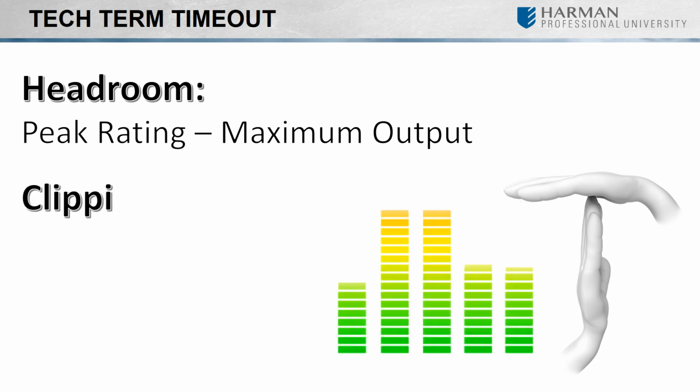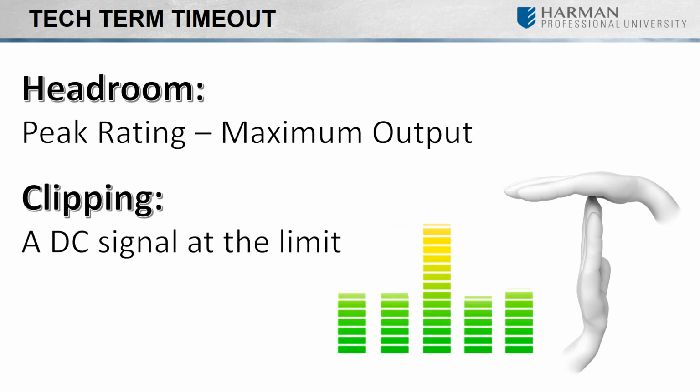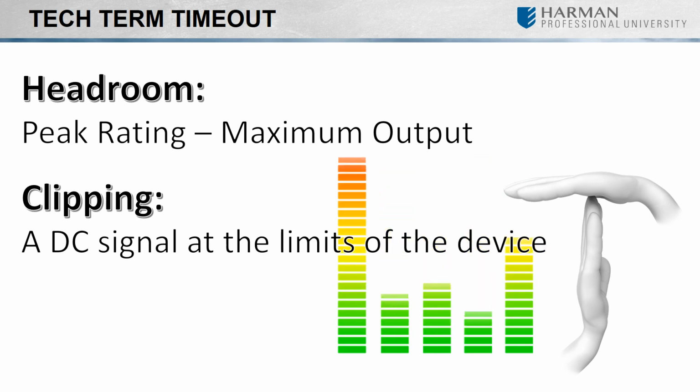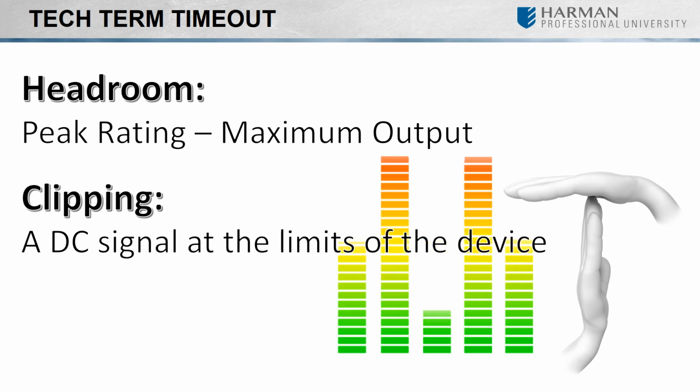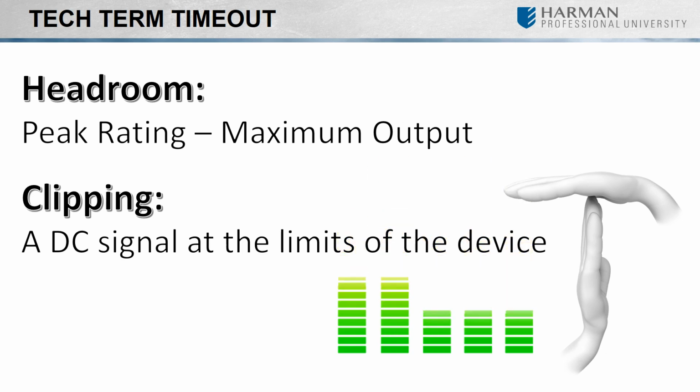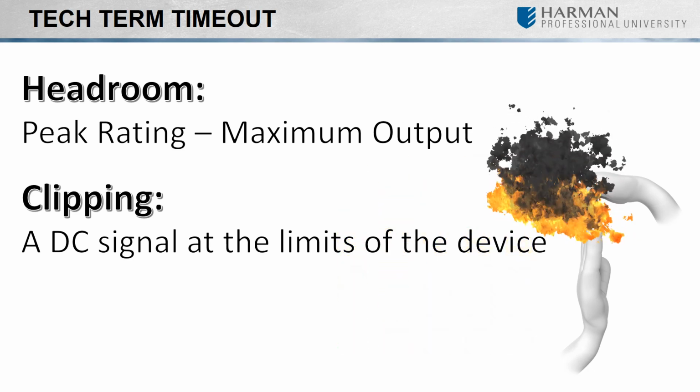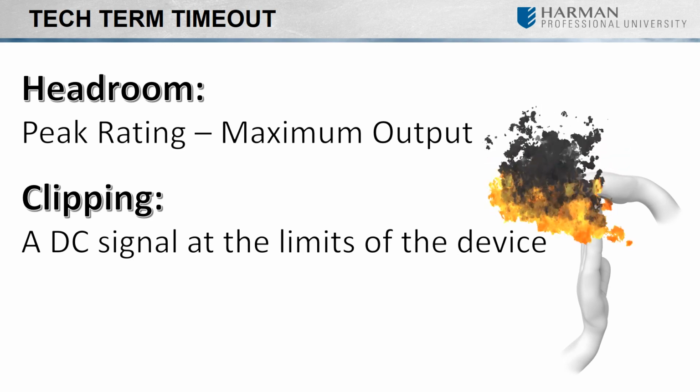Are you wondering what clipping is? A clipped signal, regardless of where it happens, such as in an amplifier, processor, or mixer, is a DC signal at the limits of the device. A DC signal through a sound system will cause a loudspeaker to move completely to its limit. Speakers are not designed for DC signals. When a loudspeaker is at its limit, it's actually dissipating power as heat. Do you know what happens if a speaker creates enough heat? It can catch on fire.